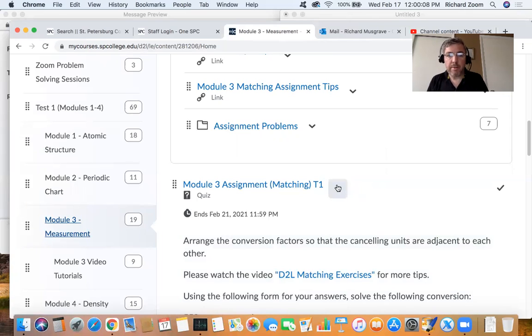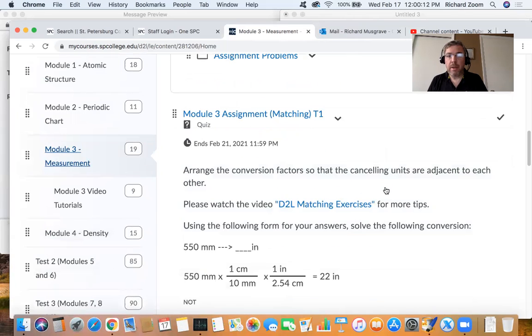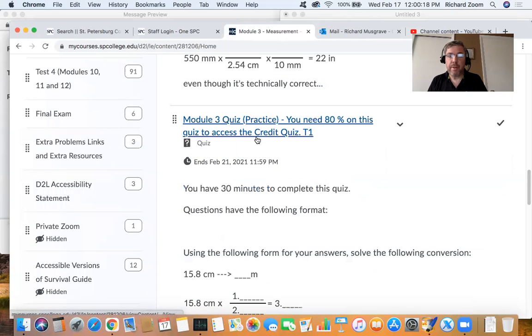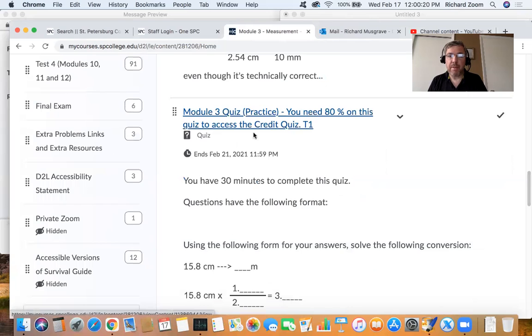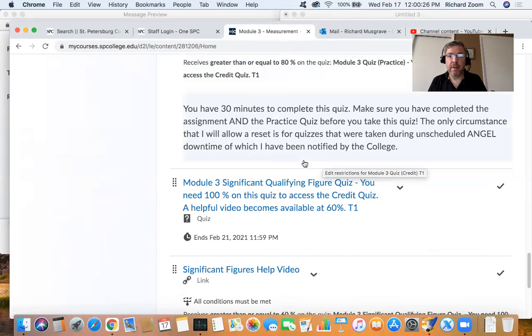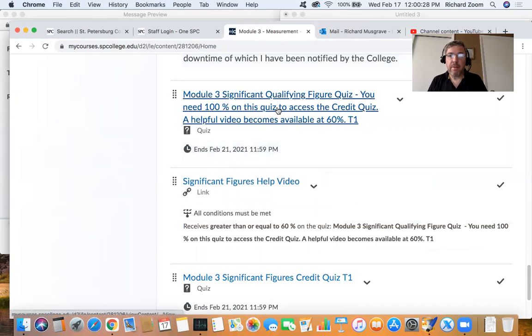So we're looking at modules 3 and 4 being due this week. What we're looking at for module 3 will be the module 3 assignment, the module 3 practice quiz, which you need 80% to get to a credit quiz. And then the module 3 credit quiz you'll take after that. And then one other thing, the significant figures quiz. You need 100% on this to access the credit quiz.